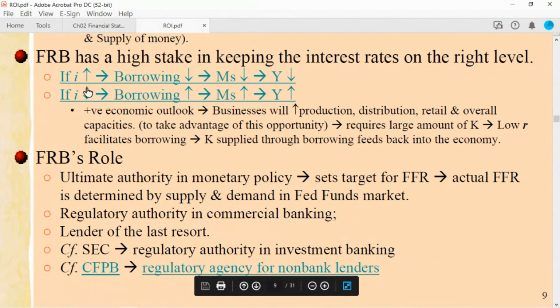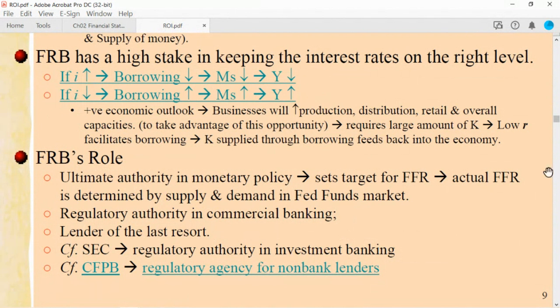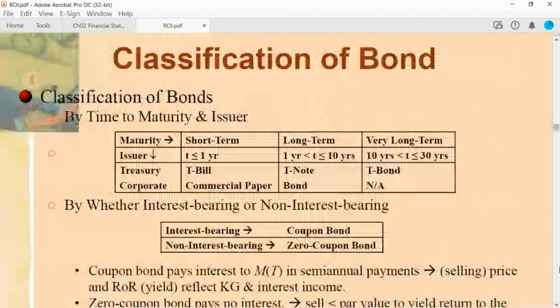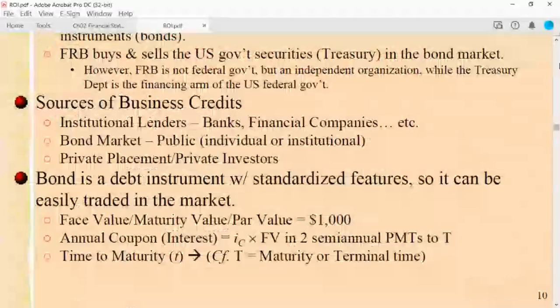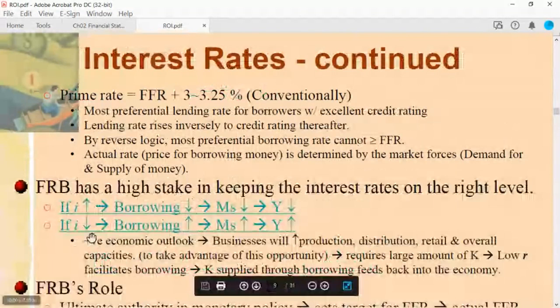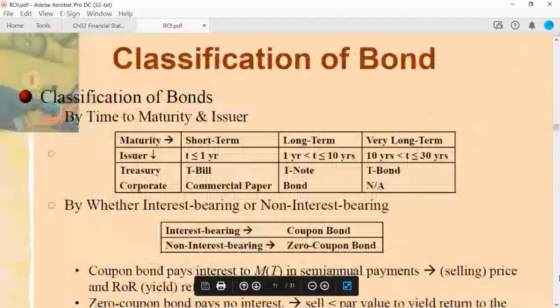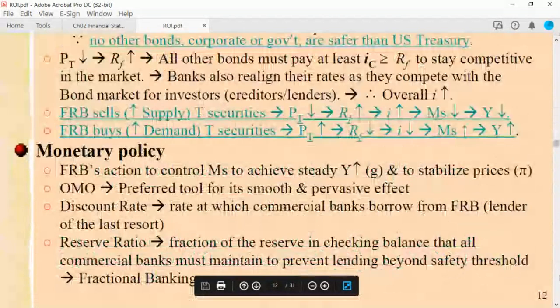And the opposite is true. It's the mirror image. If interest rate goes down, economy goes up. But the picture didn't explain why interest rate is going up or going down. I mean, what causes the interest rate to go up? What causes the interest rate to go down?